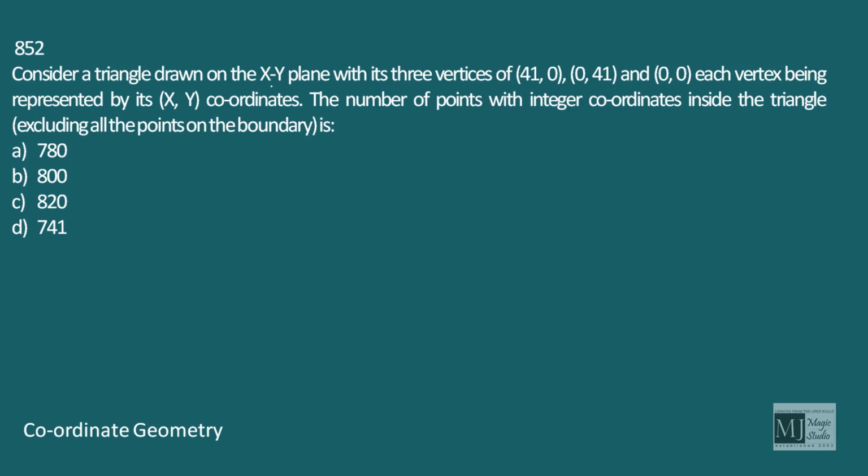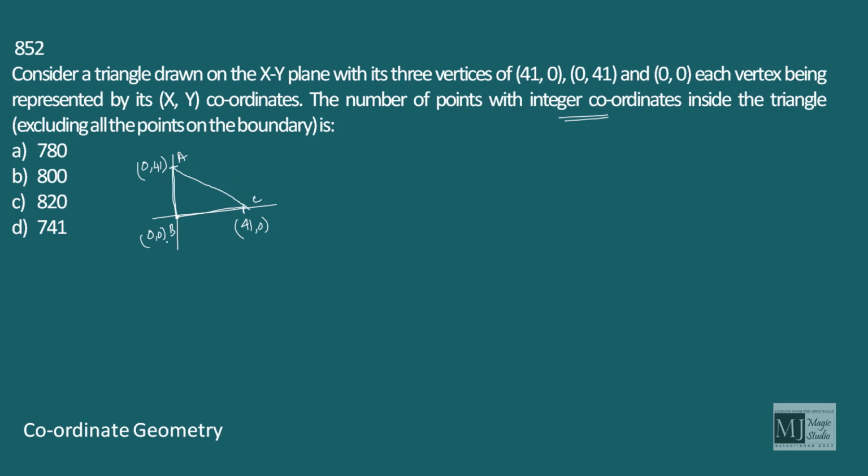Consider a triangle drawn on the xy plane with its three vertices at (41, 0), (0, 41) and (0, 0). So this is our triangle. Let's call it ABC. Each vertex is represented by its xy coordinates. The number of points with integer coordinates inside the triangle, excluding all the points on the boundary, is?